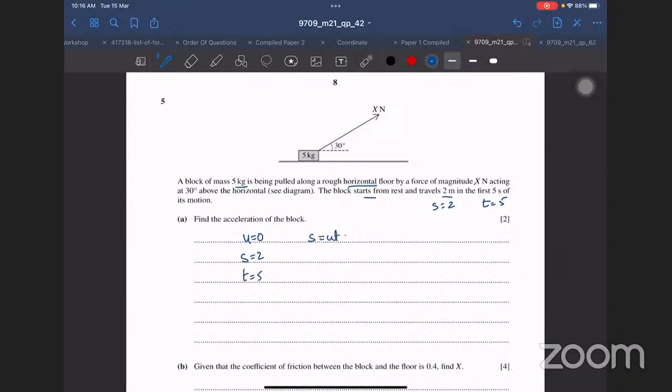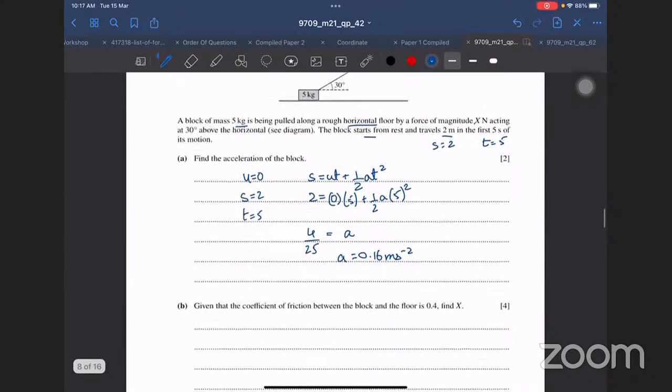So s equals ut plus half at squared. s is 2, u is 0, t is 5, plus half a 5 squared. So I get acceleration as 4 over 25, which is 0.16 meter per second squared.